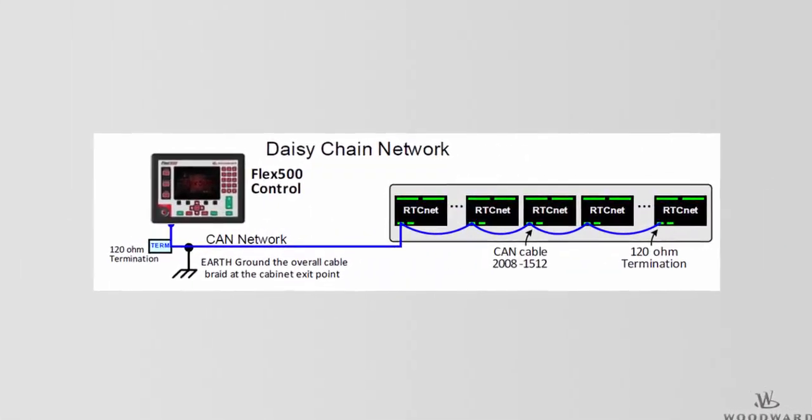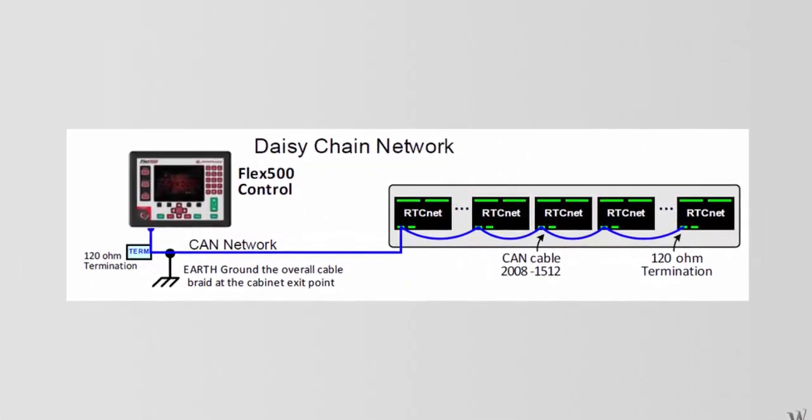Multiple nodes can be used on the same CAN network by daisy chaining the CAN wiring and by using a termination resistor on both the 505XT CAN wiring connector and the last node in the chain's CAN wiring connector.